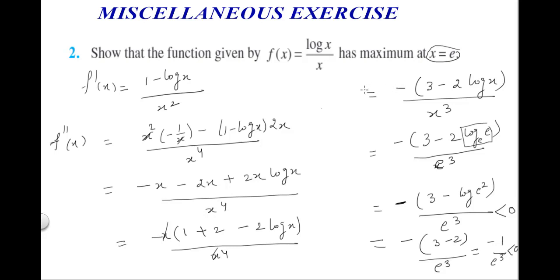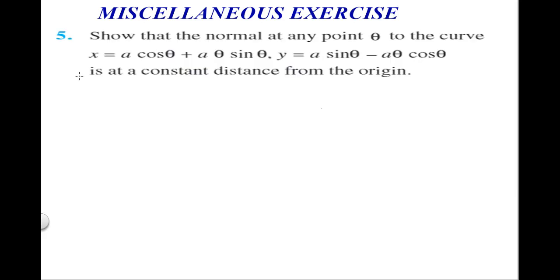Clear? Now we will discuss another question from your homework part. In question number 5, we have to show that the normal at any point theta to the curve, that means on a curve we have drawn a normal at any point theta, where the points on the curve are given in terms of theta, that is, x and y are given in terms of theta, is at a constant distance from the origin.